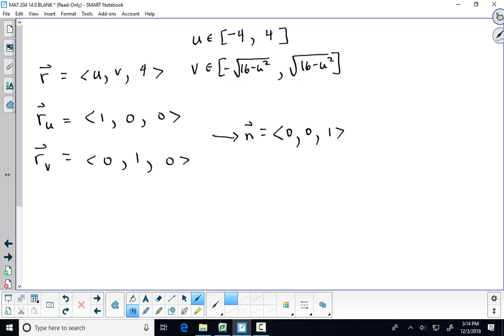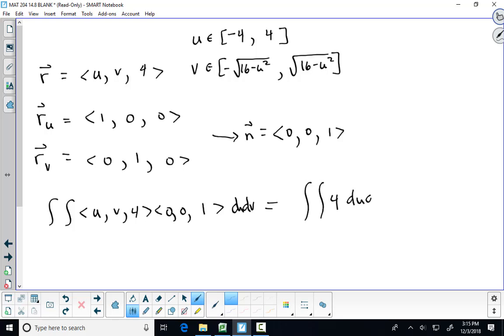When you do your integral, when you dot this with your vector field at your parameterization, what was the vector field? The vector field was just XYZ. So we're going to get u, v, 4 dotted with 0, 0, 1. This is going to be 4. This is goofy because it's just going to pan out super easily. So it's going to be the double integral of 4 du dv, and this is going to end up just being the area of the disk, actually.